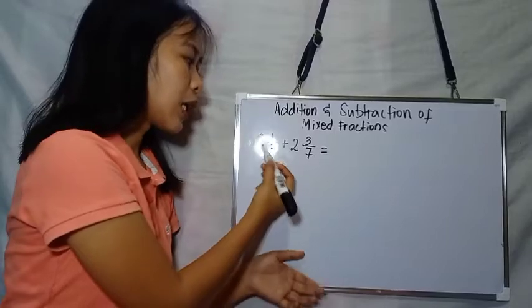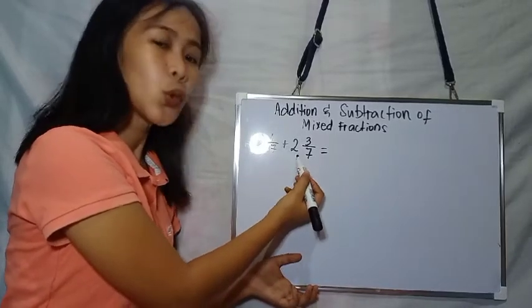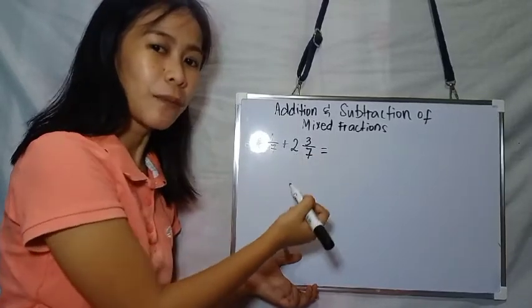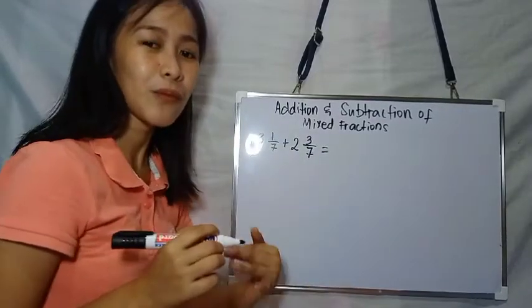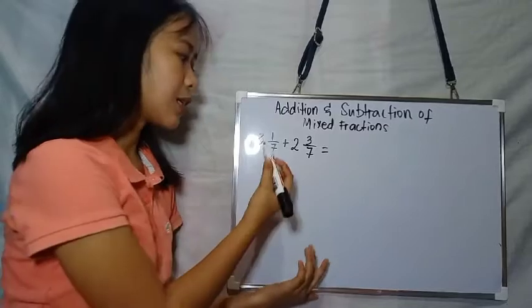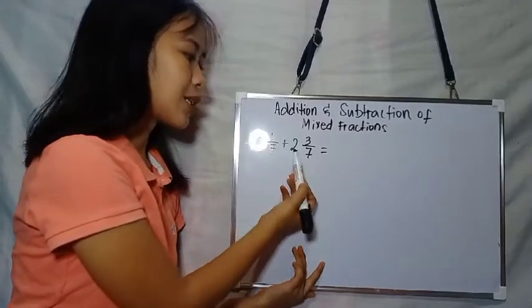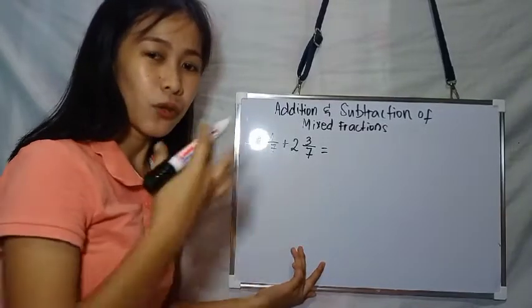So, we have 3 and 1 over 7 plus 2 and 3 over 7. So, what we are going to do is pagsasamahin lang natin yung mga magkakatulad. Like, dito, alin ba yung katulad ni 3? Di ba si 2? Kasi pareho silang whole number.